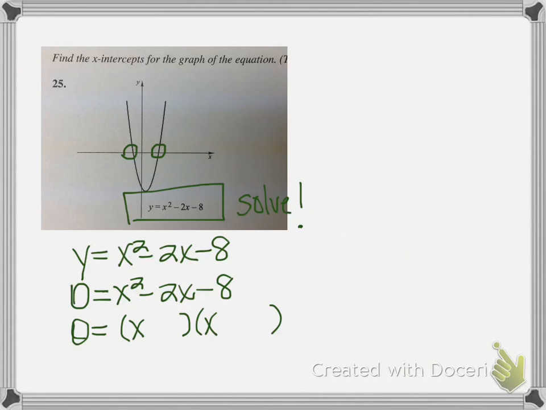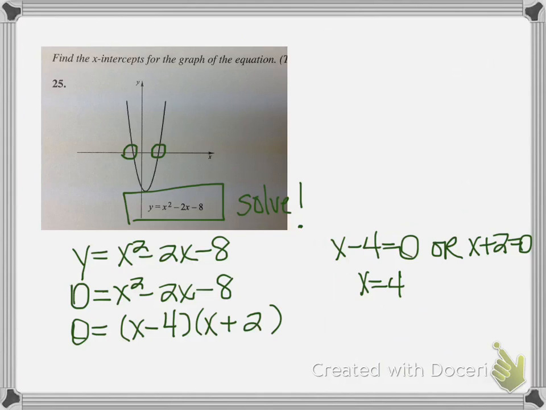Factors of 8 that combine for 2, so that would be 4 and 2. And in order to get a negative 2, my 4 would have to be negative and my 2 is positive. You can always check your signs by foiling it back through. So if you're not sure where those signs came from, foil it and you'll see exactly where they came from. And now set each factor equal to 0. Either x minus 4 equals 0 or x plus 2 equals 0. So this would be 4, because I'd have to add 4 to both sides, and this would be negative 2, because I'd have to subtract 2 from both sides.